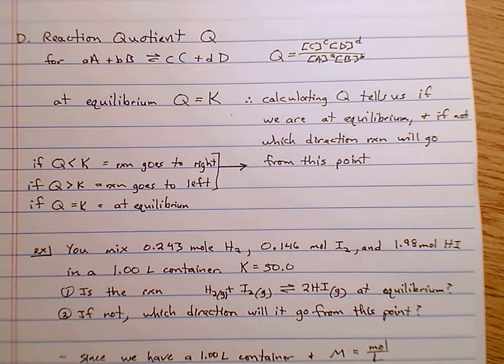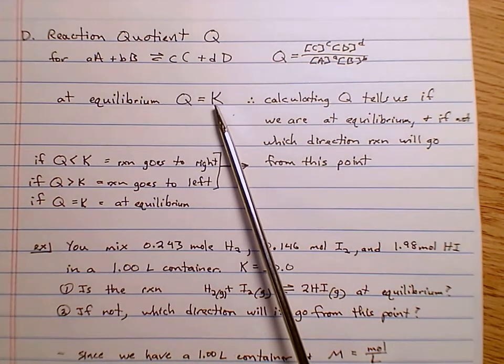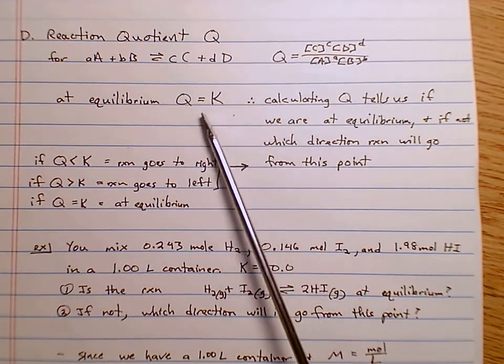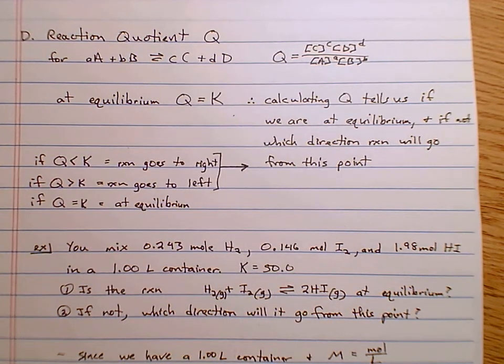The deal is, when you're calculating K, it's an equilibrium constant, so by definition you have to be at equilibrium. When you're calculating Q, you are just putting in the concentrations of your reactants and products, and you do not know if you're at equilibrium or not. We're actually going to use Q to tell us if we're at equilibrium or not, and whether the reaction can go one way or the other, left or right, from that point. At equilibrium, Q equals K. If you plug in the concentrations and find your Q value equals the K value you're expecting, then you're at equilibrium.